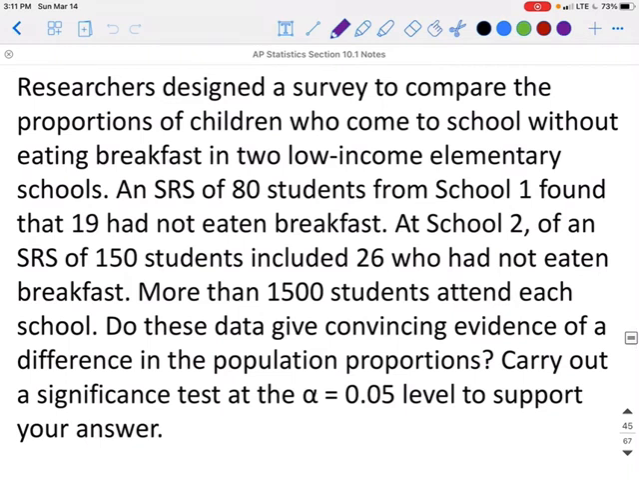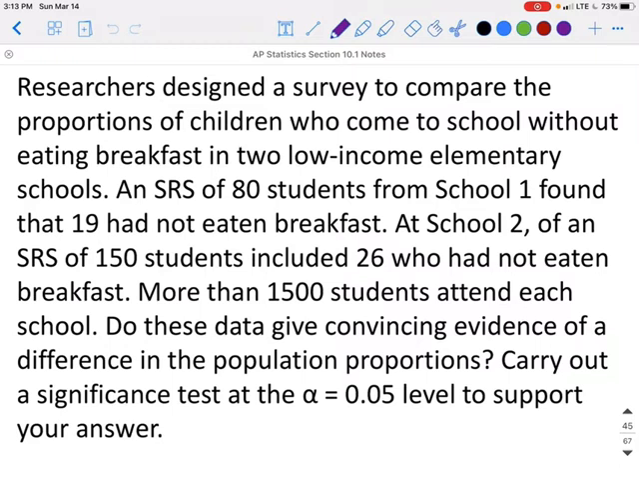Researchers designed a survey to compare the proportion of children who come to school without eating breakfast in two low-income elementary schools. A simple random sample of 80 students from School 1 found that 19 had not eaten breakfast. At School 2, a simple random sample of 150 students included 26 who had not eaten breakfast. More than 1,500 students attend each school.